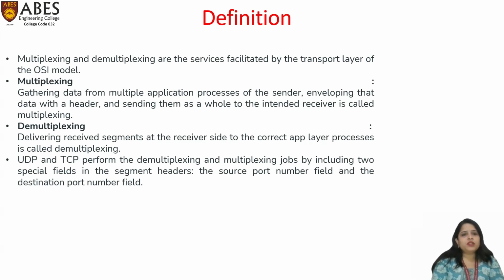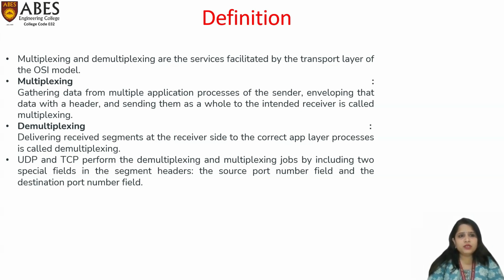So now, first of all, what is multiplexing and demultiplexing? Multiplexing and demultiplexing are the most important functionality in the transport layer of the OSI model. These functionalities are essential for managing the data transmissions between multiple applications running on a single machine. Multiplexing is the process where we combine multiple data streams from different applications into a single data stream for the purpose of transmission.